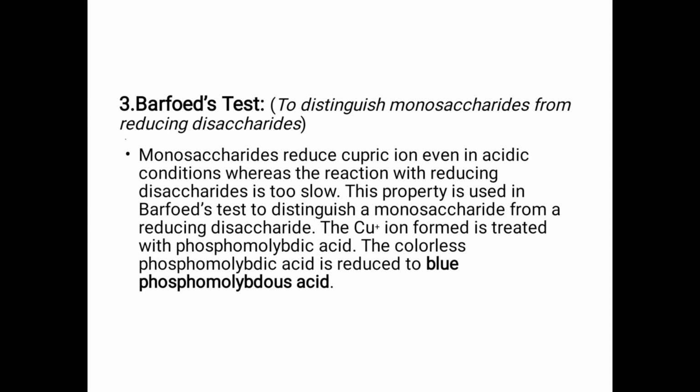So monosaccharide, even in acidic condition, gives a stronger reaction compared to reducing disaccharide. For example, glucose gives a stronger reaction compared to maltose, which is a reducing disaccharide. So this property is used in Barfoed test to distinguish a monosaccharide from a reducing disaccharide. You have to read this properly, then it is easy to understand what the use of Barfoed test is: to distinguish a monosaccharide from a reducing disaccharide.